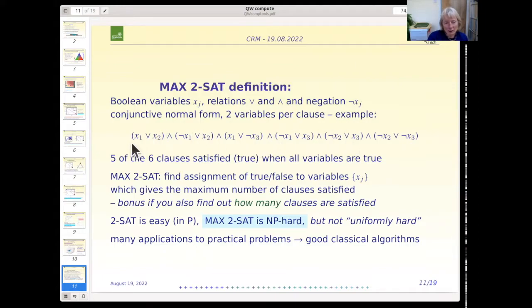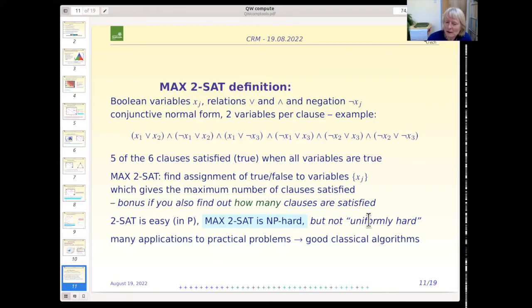So if you're just asking the question, can I make all the clauses true, so can I make the whole expression true, then it's easy. You just flip variables and get to the end of the variables. You can do this in a way that will tell you whether you've satisfied the whole thing. But if you're asking for the maximum number, the assignment of true and false to x1 and x2 that satisfies the maximum number of clauses, not necessarily all of them, that's an NP-hard problem.